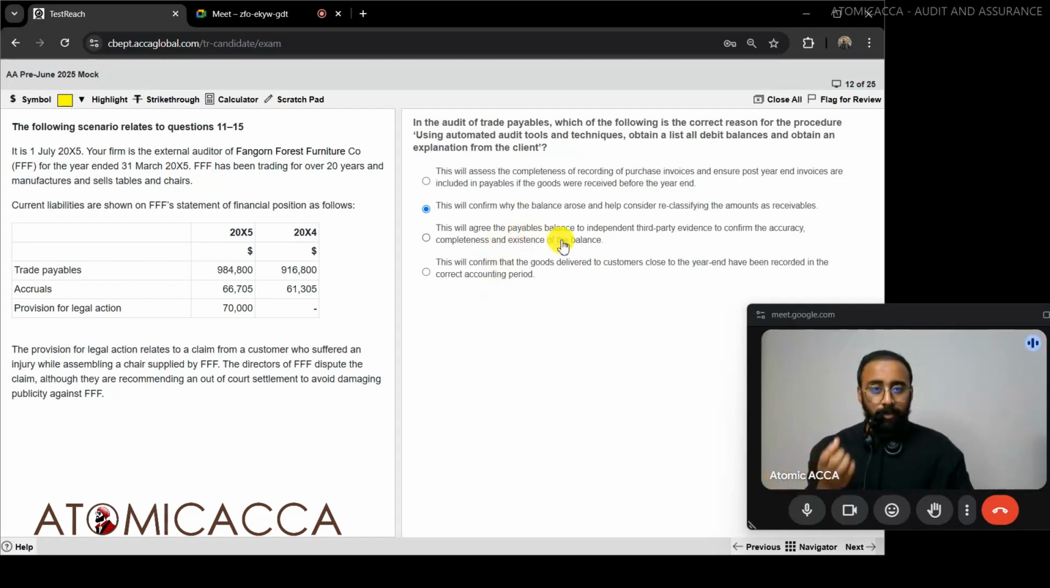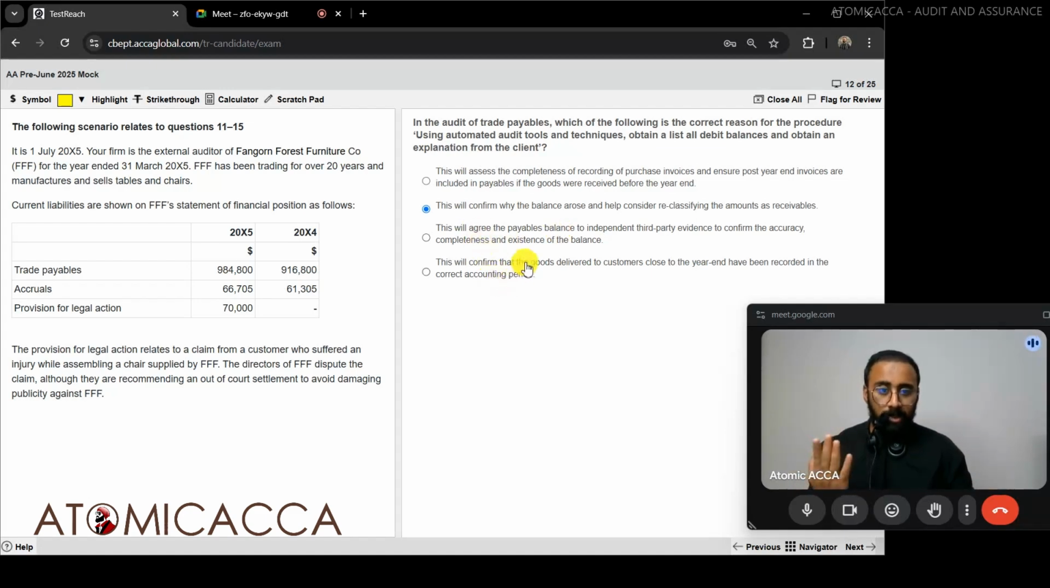This will agree the payable balance to independent third party evidence to confirm the accuracy, completeness, and existence of the balance. No. If I'm looking simply at the debit balance, then I'm going and asking the client company why this debit balance came up. There is no confirmation or anything that I'm getting from a third party over here. So there is no agreement, or nothing that I'm agreeing to third party evidence. I'm just looking at the company's record, asking the management. So no third party, everything is first party only. So option C is out.